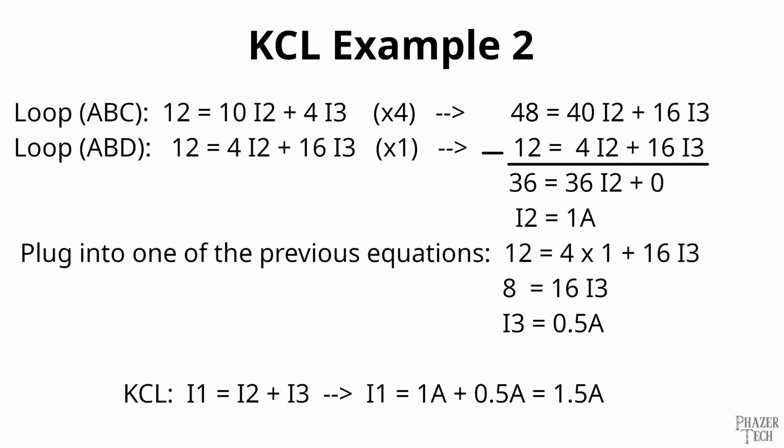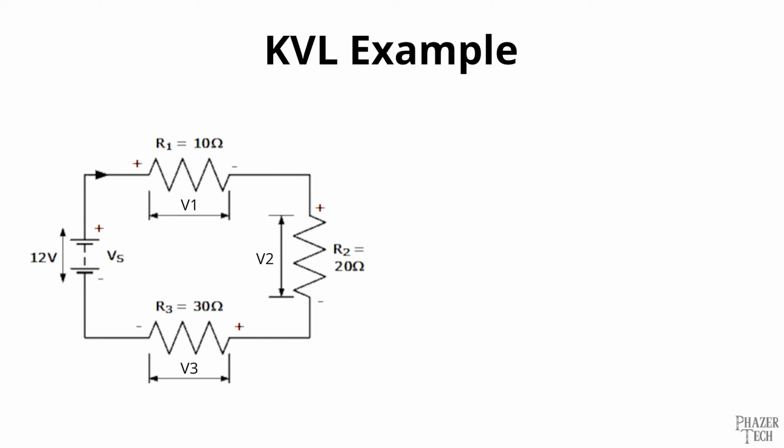Now the only thing left is I1, which is the total current. And as we know from Kirchhoff's law, the total current for this example is I2 plus I3, which comes out to 1.5 amps. So as you can see, simple examples like this are really just an exercise in algebra using Ohm's law. Now let's move on to a quick KVL example.